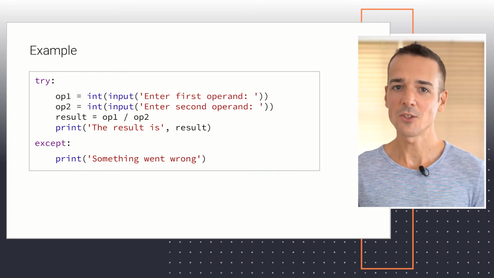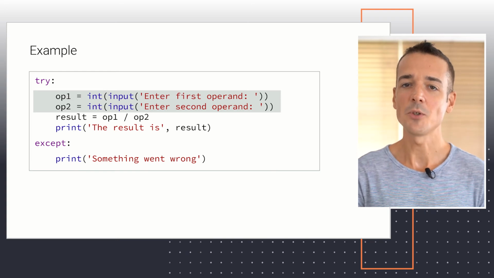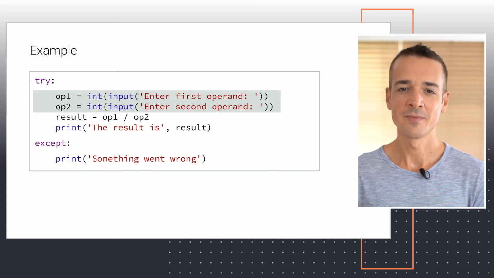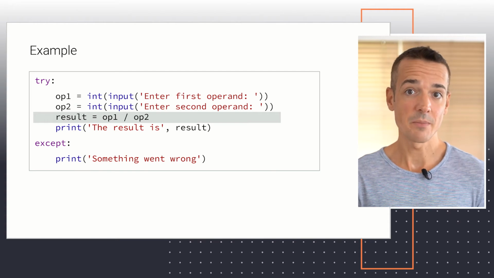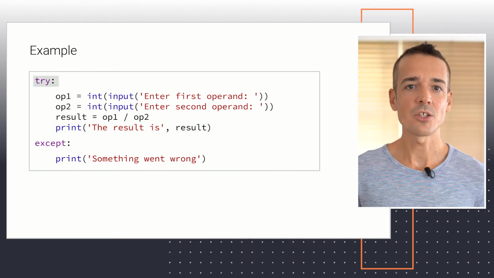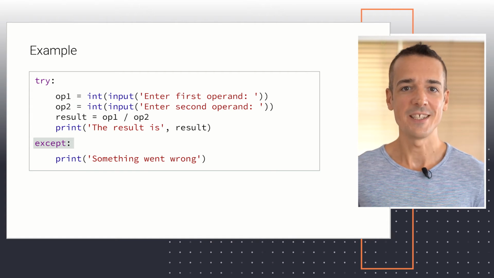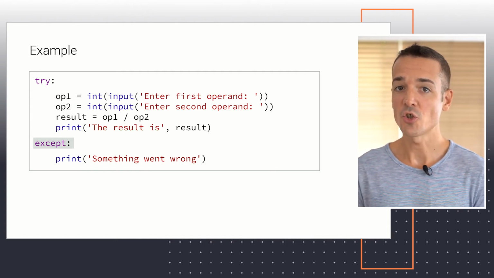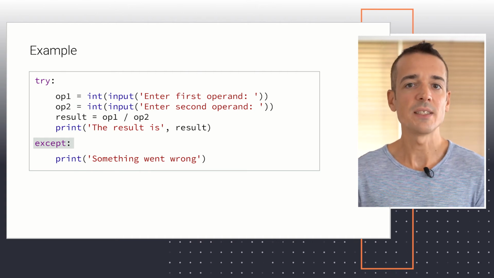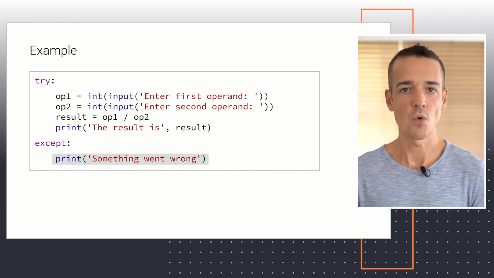Let's start with a case in which no specific exception type is given. The following program reads two input operands from the user, converts them into integers, and saves them in variables op1 and op2. The program then calculates the division of these numbers and prints the result. All this occurs within the try section of a try-except block, where the except section will capture exceptions of any type. If an exception occurs, the try block is interrupted and control is immediately transferred to the except block, where the program prints a string reading "something went wrong."